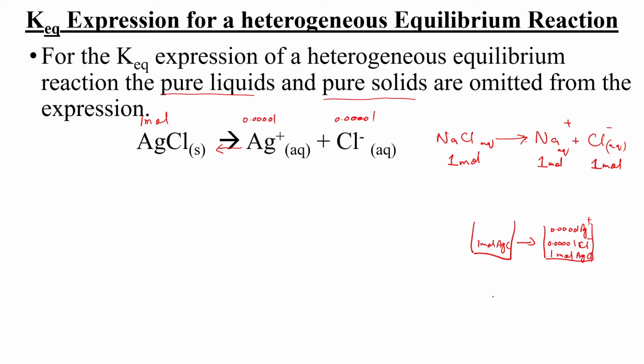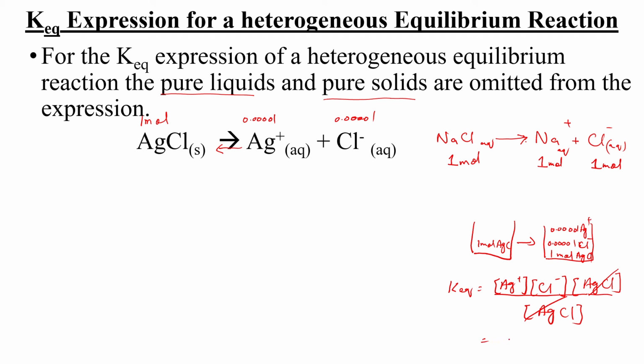Based on this, if I write my K equilibrium expression, which is product over reactant, here are my products: silver ion and chloride ion. And I actually have most of the silver chloride as is, so I will write this down, and then I have silver chloride in my reactant as well. And from here, the silver chloride will actually cancel out.